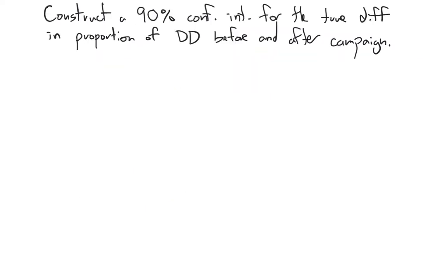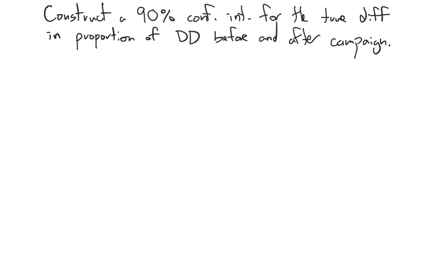So what we're looking for is a 90% confidence interval for the true difference in proportion of drunk drivers before and after the campaign. And by drunk drivers, I mean those who have indicated they have driven drunk at least once in the last year. That was the question that the campaigners asked the participants. Okay, so let's go ahead and do this.